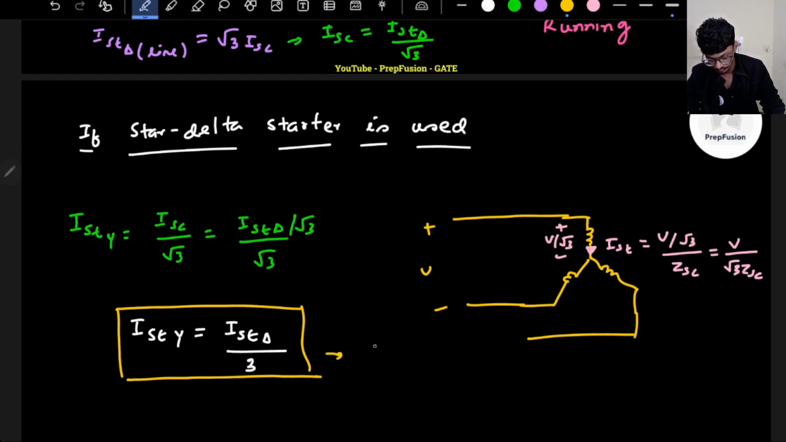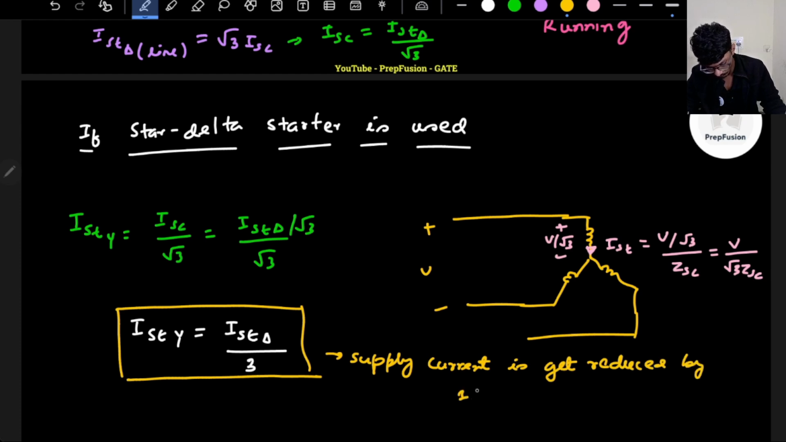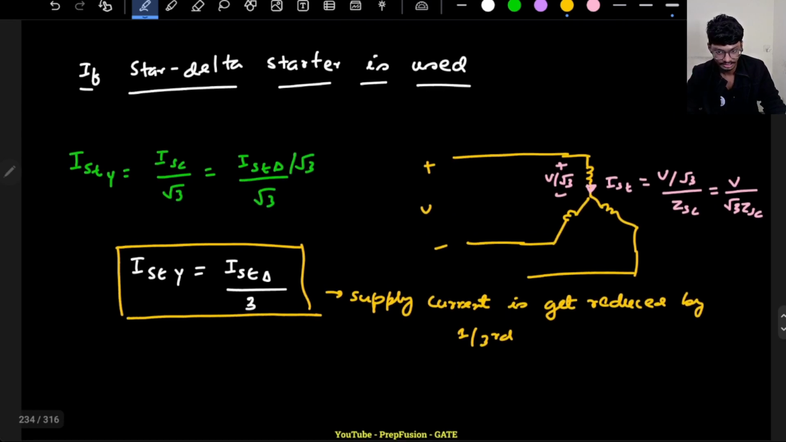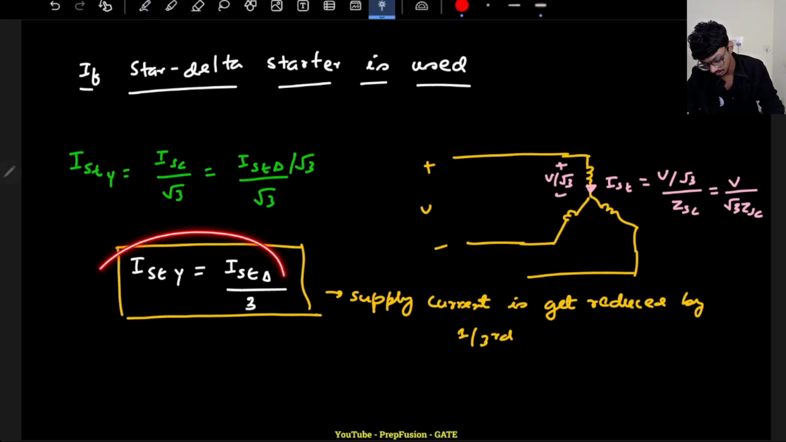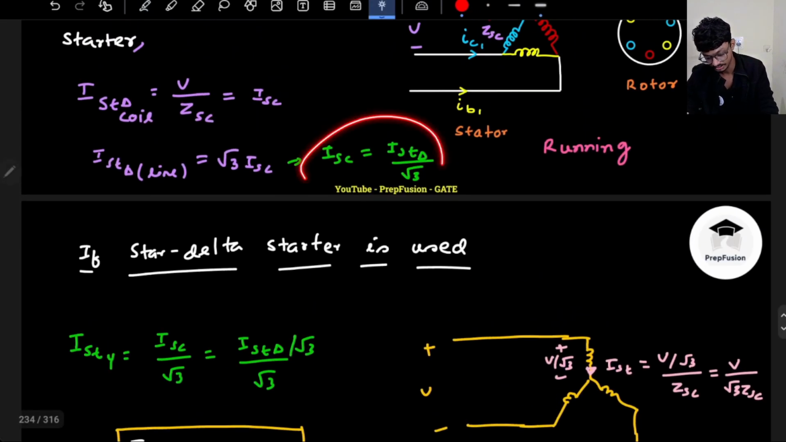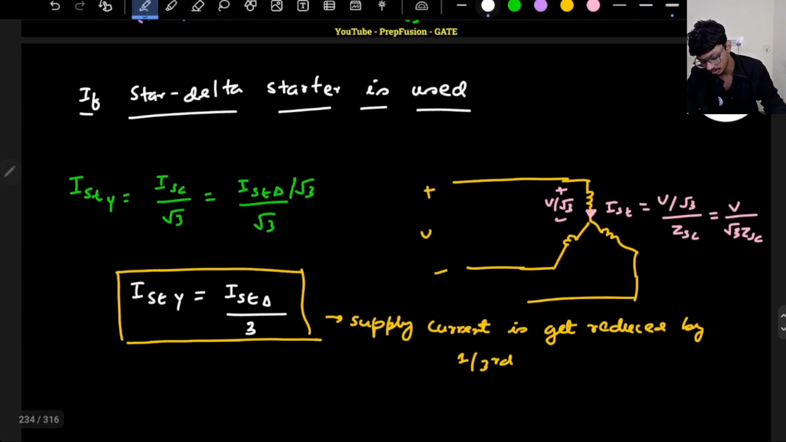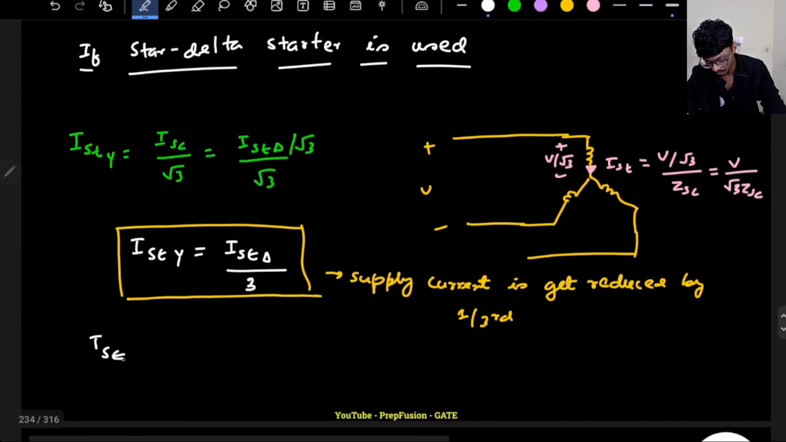Supply current is getting reduced by 1/3. Now what about the torque compared to the delta side? I'm talking about the delta side, I mean compared to the delta connection, supply connection, right? What about the torque? For torque I can directly compare like this. This is one equation, right? Another equation is this. Don't forget this, there is a lot of confusion in this, so that's why I have written everything crystal clear. What about the starting torque compared to direct online starting, right?